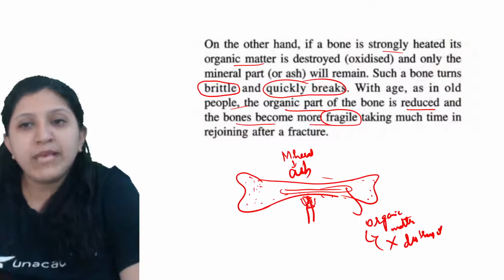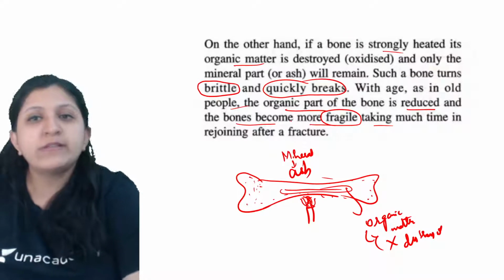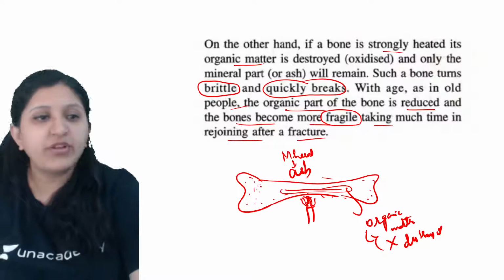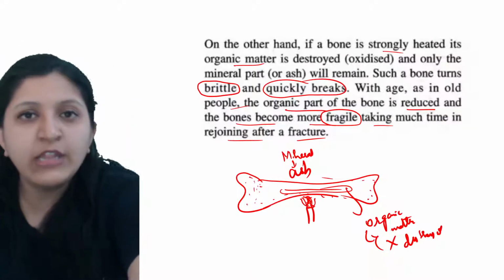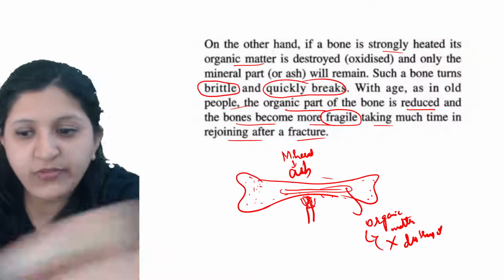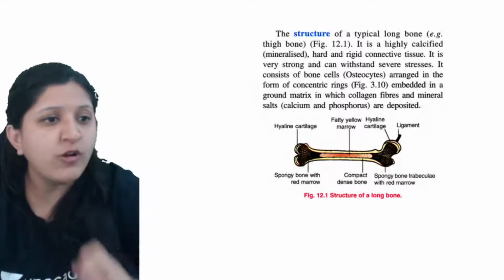So that means it can be easily broken, and it takes much time to rejoin after a fracture. If one has a fracture in old age, joining these two bones is going to be difficult. All right. So the structure of a typical long bone we will see next.